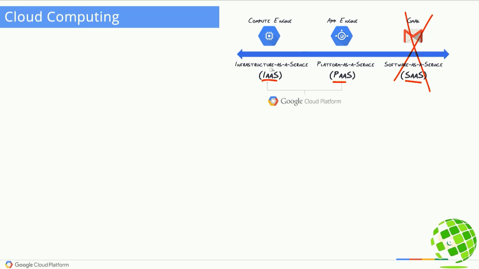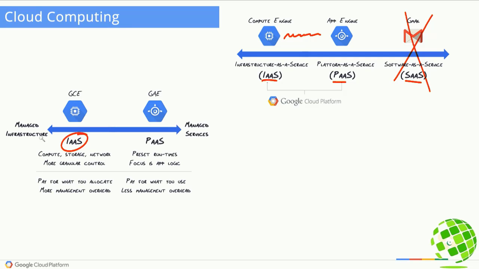Google Cloud Platform is infrastructure as a service and platform as a service, and there's a whole bunch of other things in between. So remember, infrastructure as a service is managed infrastructure. We are responsible for the software, the operating system, everything that goes on these machines, which is going to result in a little bit more when it comes to management. Platform as a service is managed services. It's going to be less management overhead because we're not responsible for either the hardware or the software on those machines.